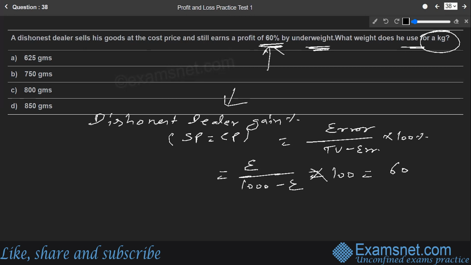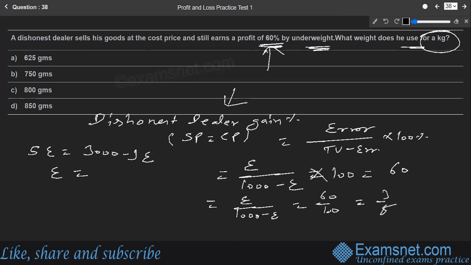So we can solve this equation for E. If we solve this equation for E, how much do we get? E divided by 1000 minus E is equal to 60 by 100, that is nothing but 3 by 5. If we solve this equation further, this gives us 5E equal to 3000 minus 3E, which gives us the E value as 3000 divided by 8, that is nothing but 750 divided by 2, that is nothing but 375. So this is the error in the 1 kg weight.